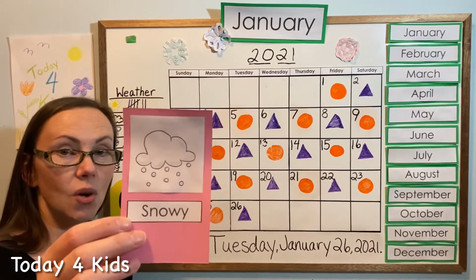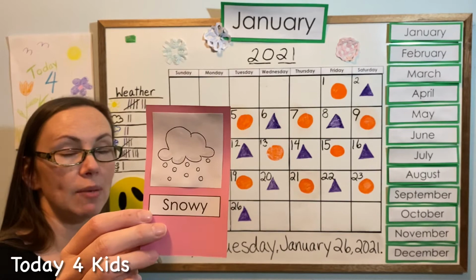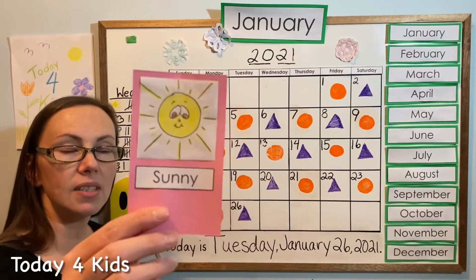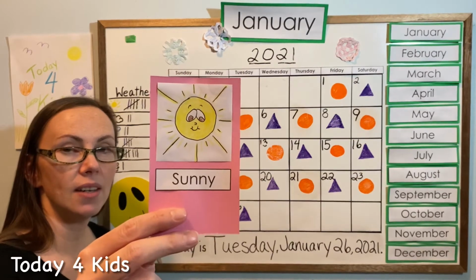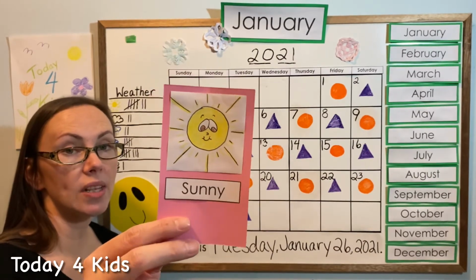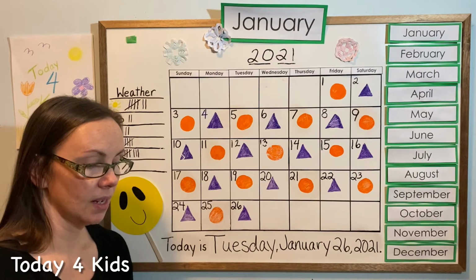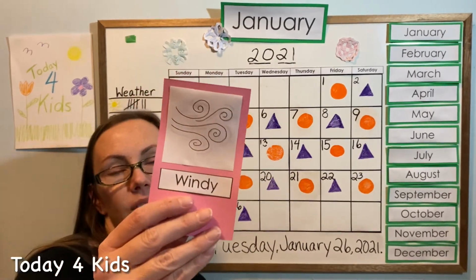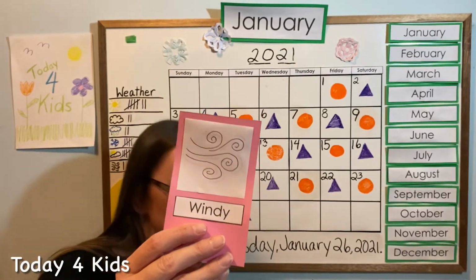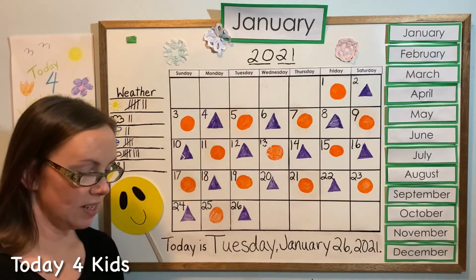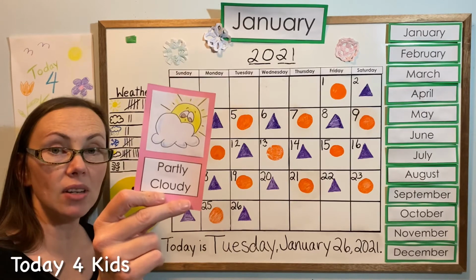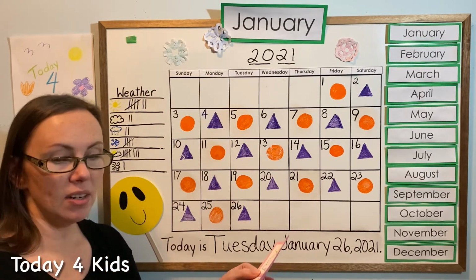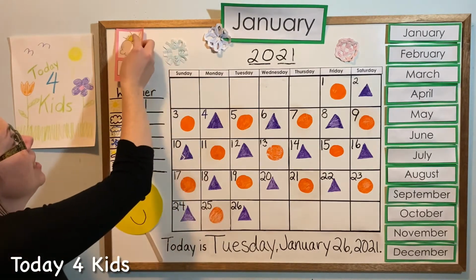Snowing? Is it snowing? We were snowing yesterday, but we don't have any snow today. How about sunny? Is it sunny where you are? We have some clouds out, so it's not totally sunny where I live. What about windy? Is it windy where you live? There's no wind blowing today. I didn't see any trees moving, so it's not windy. Well, partly cloudy, partly sunny. That's what it's like here today. Partly sunny, partly cloudy. So let's put that on the board there.